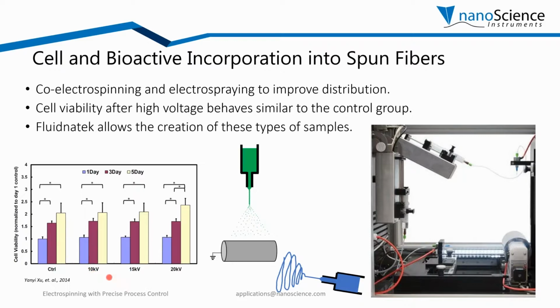But then even though you're processing the cells at 10 kilovolts, 15 kilovolts, or 20 kilovolts, they still grow over time, so they are still maintained viable. So this is really interesting because you can process cells and then make sure that you can populate your scaffold during the sample processing.